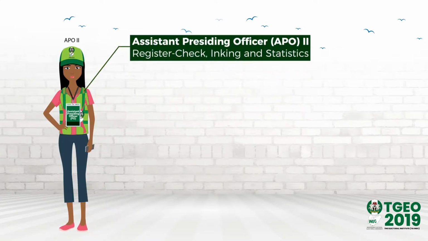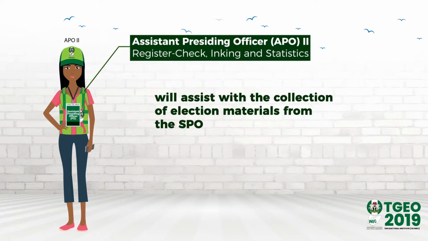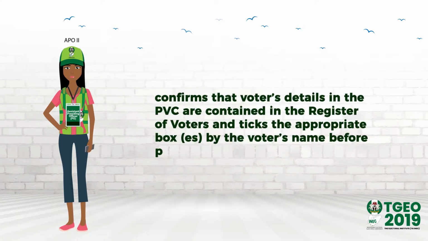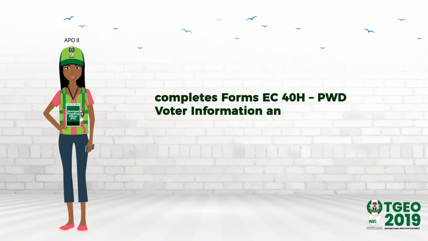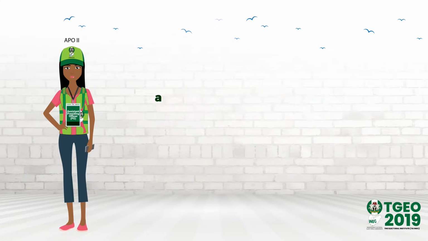Assistant Presiding Officer APO2 will assist with the collection of election materials from the SPO. Will be responsible for the confirmation of voters' details as contained in their permanent voter card (PVC) and the register of voters, and ticks the appropriate boxes by the voter's name before polling. Will apply indelible ink on the appropriate finger of the voter before polling. In charge of completing Forms EC40H, PWD Voter Information and Statistics, polling units and voting point.